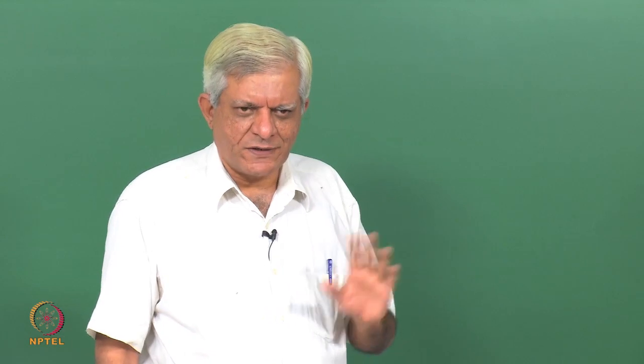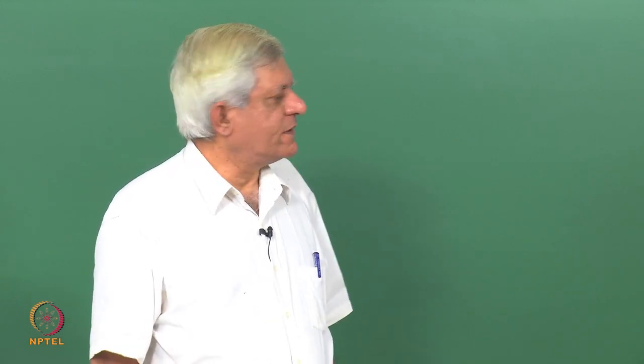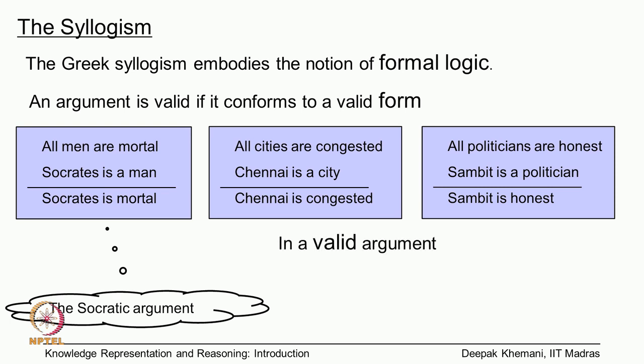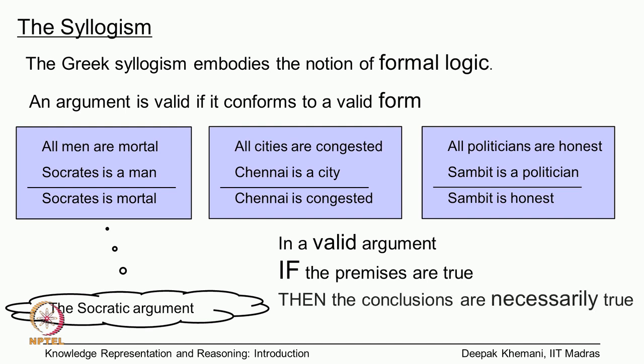It is one of the 19 valid forms that the Greeks had given us. We will not look at those, we will look at more modern logics and rules that we use here. So, one last example: if you believe that all politicians are honest and that Sambit is a politician, then we have no choice but to believe that Sambit is honest, because all three arguments have the same form. So, in a valid argument, if the premises are true, then the conclusions are necessarily true. If you accept the first two sentences, you must accept the third sentence.